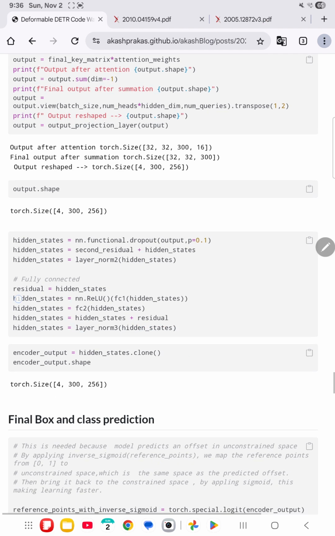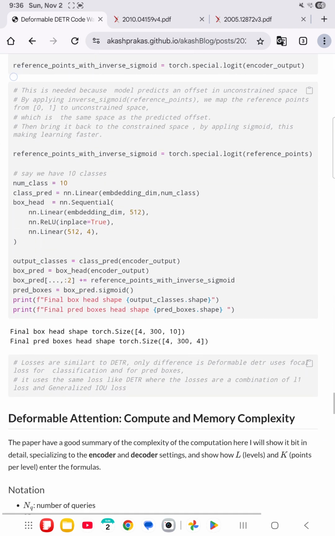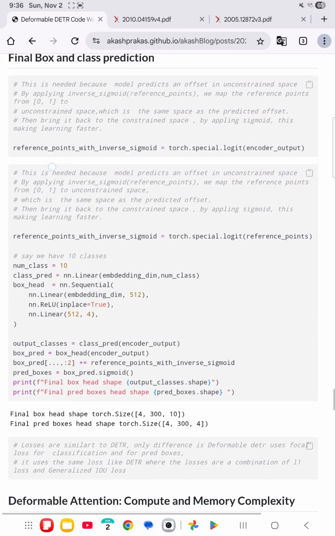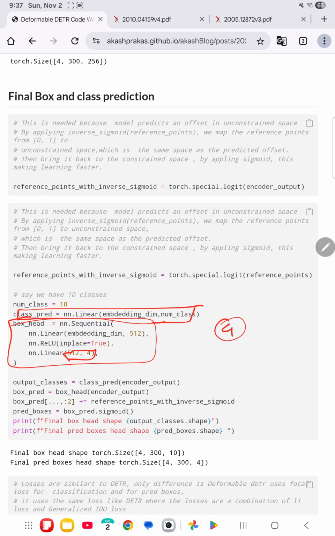So this will be that, and now we have to look into the final box prediction. The box prediction is actually very similar to what is happening in Detr. You have N number of classes, a class prediction head, and a box head, predicting 4 coordinates which are in the xy 0 to 1 constrained space.